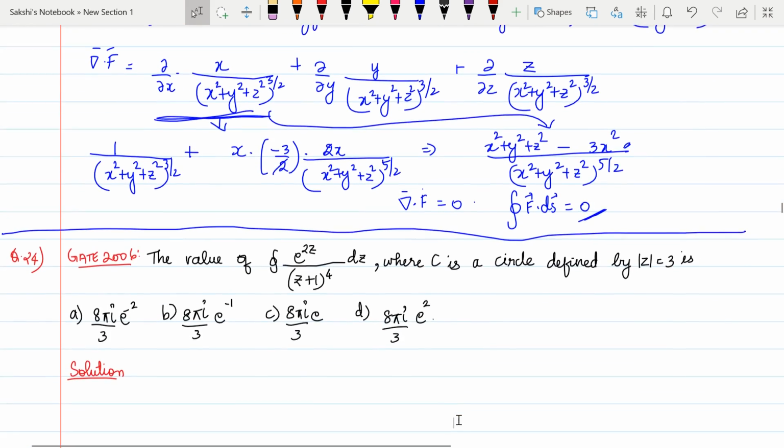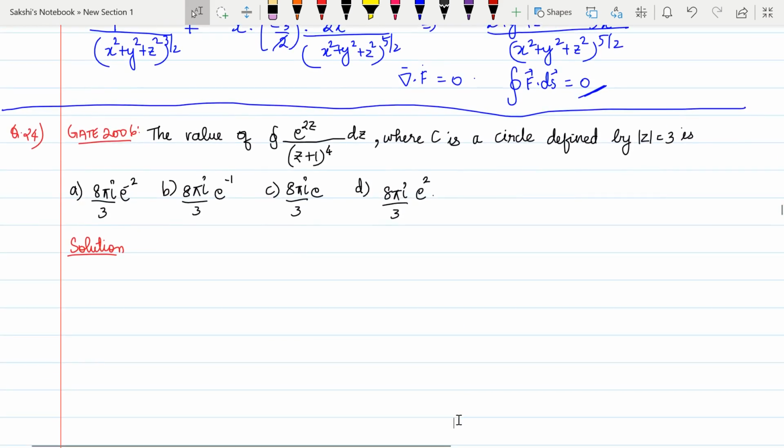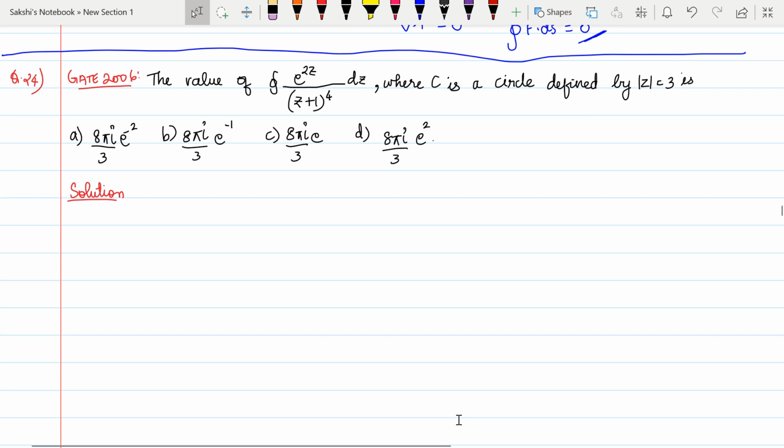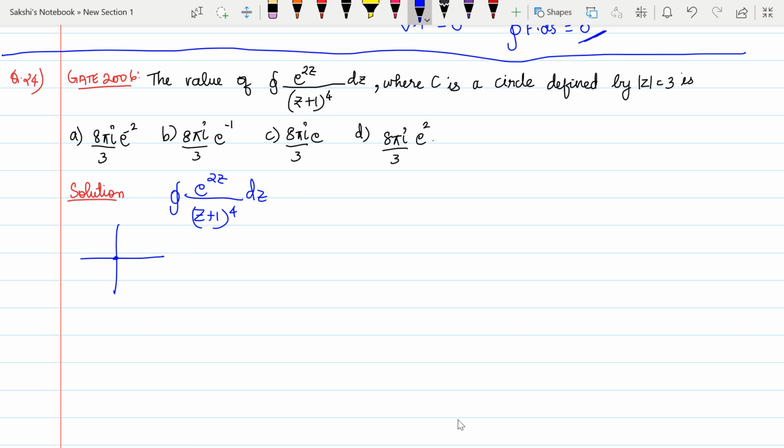Okay, this is from complex analysis and this is also from GATE 2006. The value of this particular integral. So the first thing we do over here is draw the circle. Here C is a circle defined by |Z| equal to 3. Therefore, for |Z| equal to 3, I can say that the origin is (0, 0) and the radius will be 3.